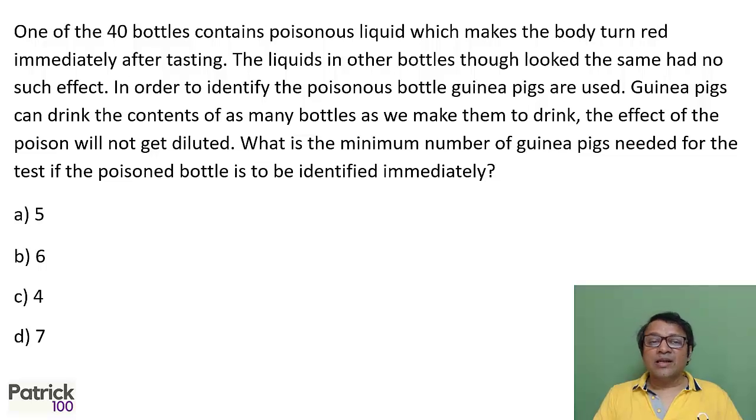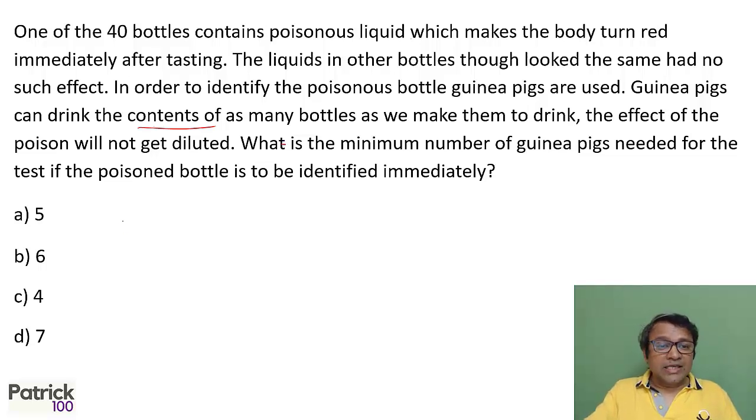40 bottles: one of the water bottles contains poisonous liquid, which makes the body turn red. The liquids in other bottles, though they look the same, have no such effect. In order to identify the poisonous bottle, guinea pigs are used. Guinea pigs can drink the contents of as many bottles as we make them drink. The effect of poison will not get diluted. What is the minimum number of guinea pigs?